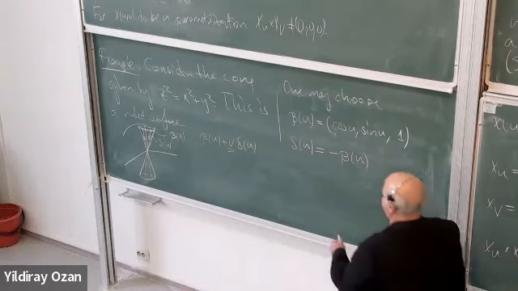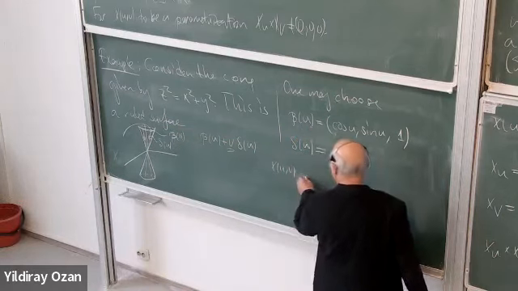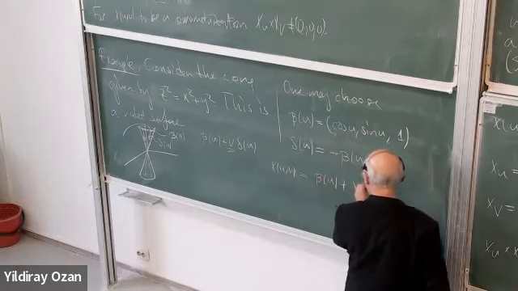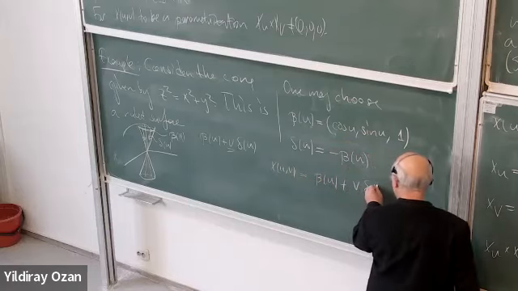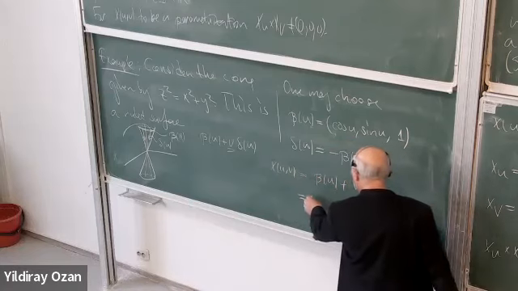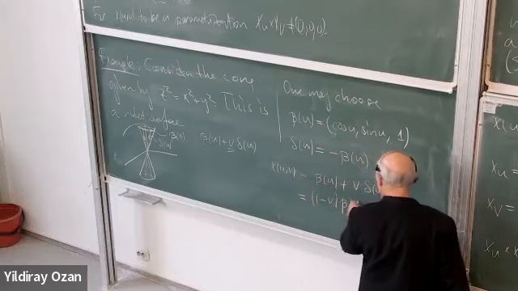So my x uv then is just beta u plus v times delta v. So this is just what? 1 minus v times beta u.